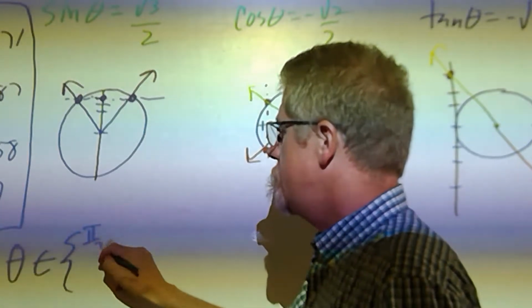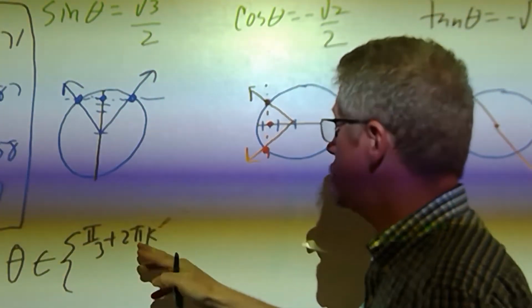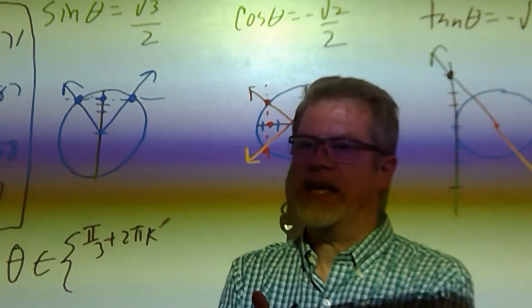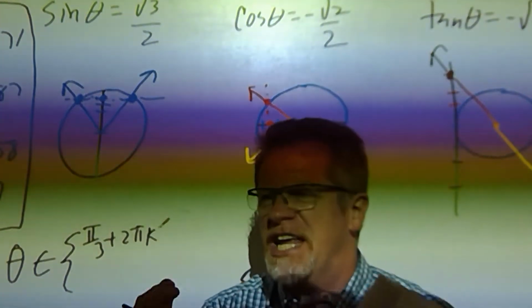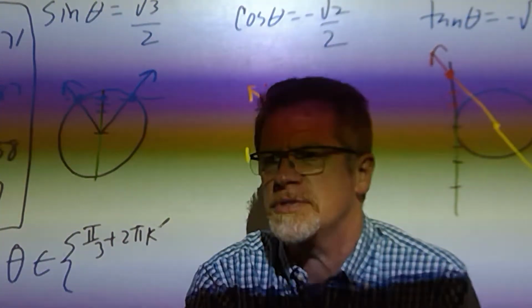That's pi over 3. You can eyeball it, plus 2 pi k. Someone asked yesterday, isn't it plus or minus 2 pi k? Well, no, we're going to define k. See, letters of the alphabet don't have inherent meaning. They're not born with meaning. They have to be given meaning by people who use let statements.